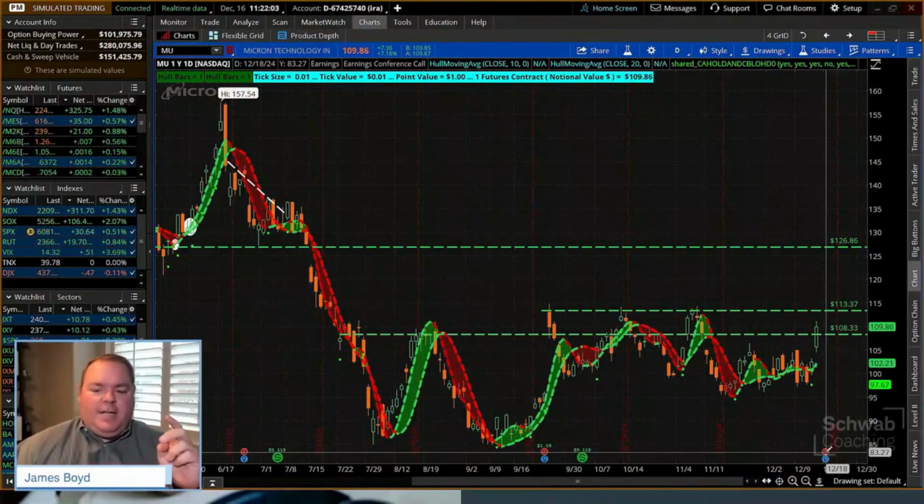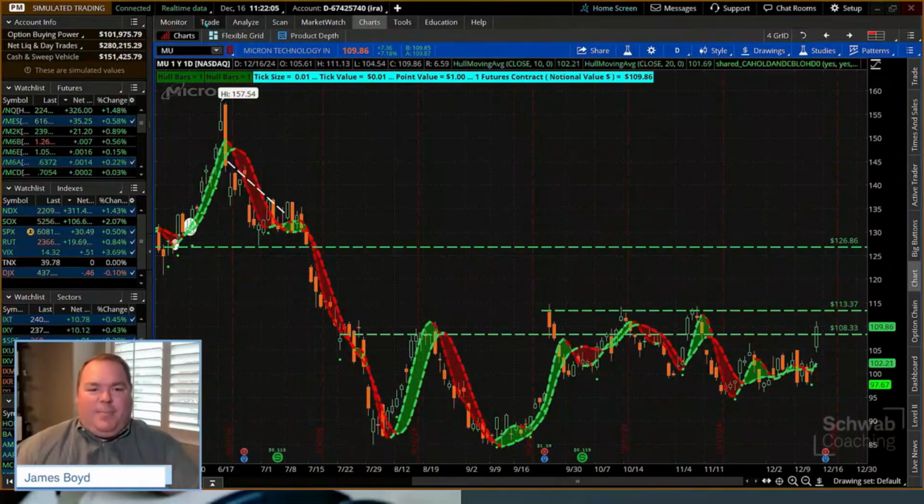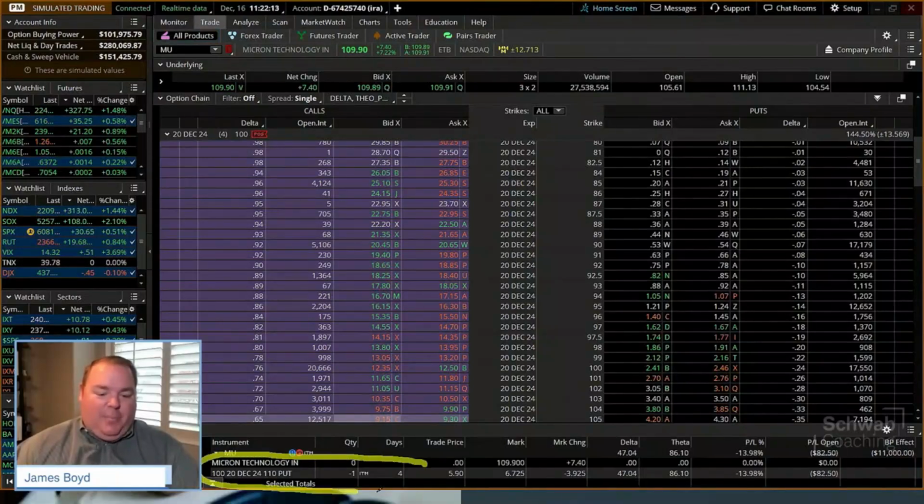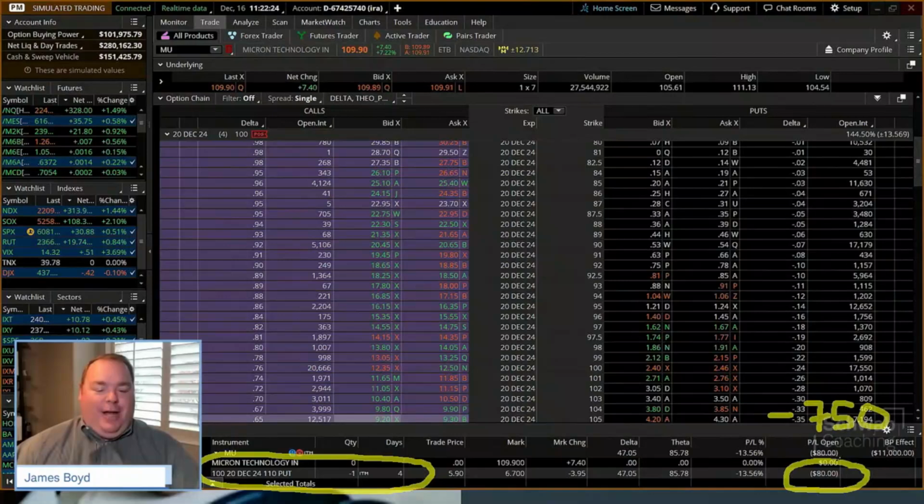Now, if we take a look at this, you're going to see that we have a position on this, and we're getting lucky, okay? When we talk about trading based on probabilities and letting the probabilities play themselves out, this position was probably in the tank, probably $750. With today's upside move, got a little help here, okay? So now this 110 put, it was down $750. Now it's down about $80.